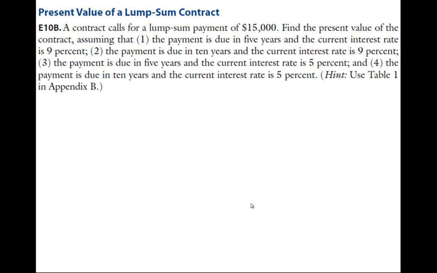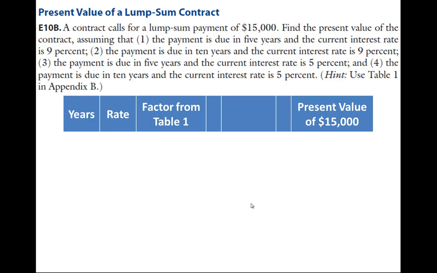For this example, we are going to look at present value of a lump sum contract. A contract calls for a lump sum payment of $15,000, and we are to find the present value of the contract assuming the following four different scenarios. You'll notice the hint says to use Table 1 in Appendix B. That's because we're looking for a lump sum, which means a one-time payout.